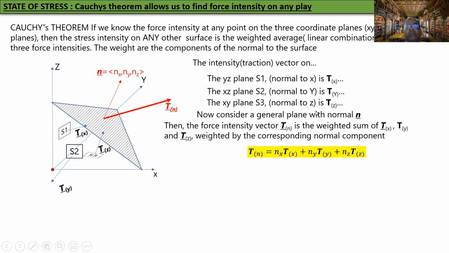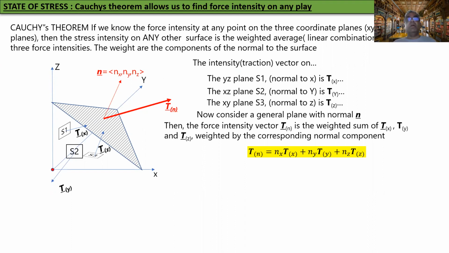Nx times Tx plus Ny times Ty plus Nz times Tz. That's it. It's as easy as that. And you can see that it makes sense: the closer it is to whichever face, the more it has to have. That's why it is weighted with Nx, Ny, and Nz.